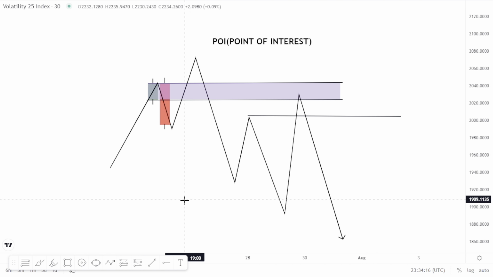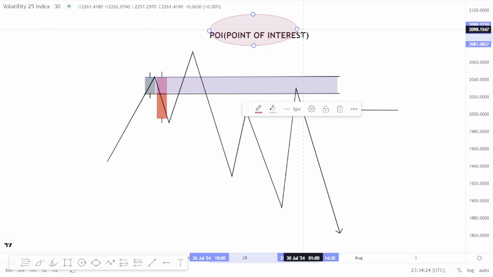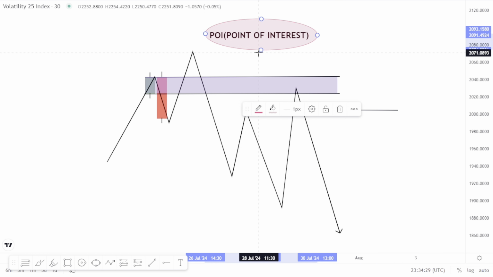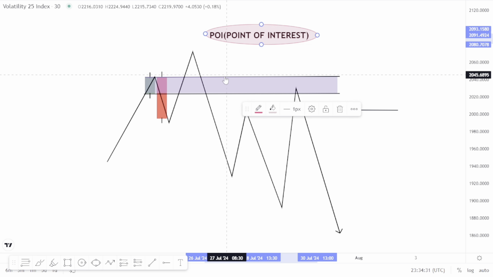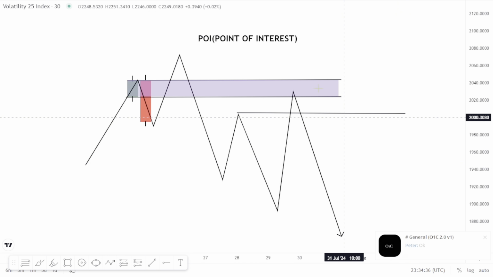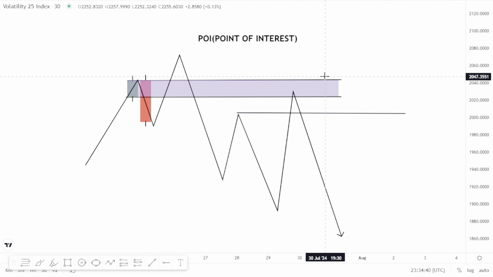Okay, so today we are talking about the point of interest. POI stands for point of interest. Simply, I can define it as an area in the market that you are interested in, where you want to take your buys or sells.